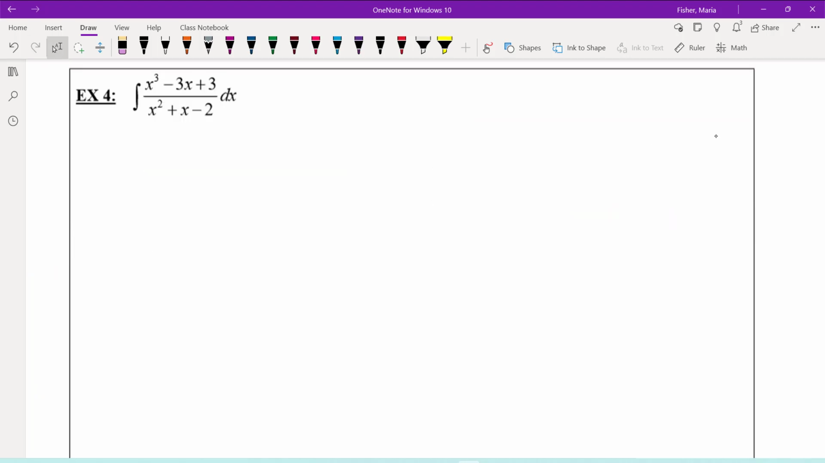Number 4 is x cubed minus 3x plus 3 over x squared plus x minus 2. This is a rational expression, but I need to be really careful because the degree of the numerator is greater than the degree of the denominator. And we know that when the degree of the numerator is greater than or equal to the degree of the denominator, I have to start with long division. That doesn't change even if I'm doing partial fraction decomposition. Let's start with the long division.